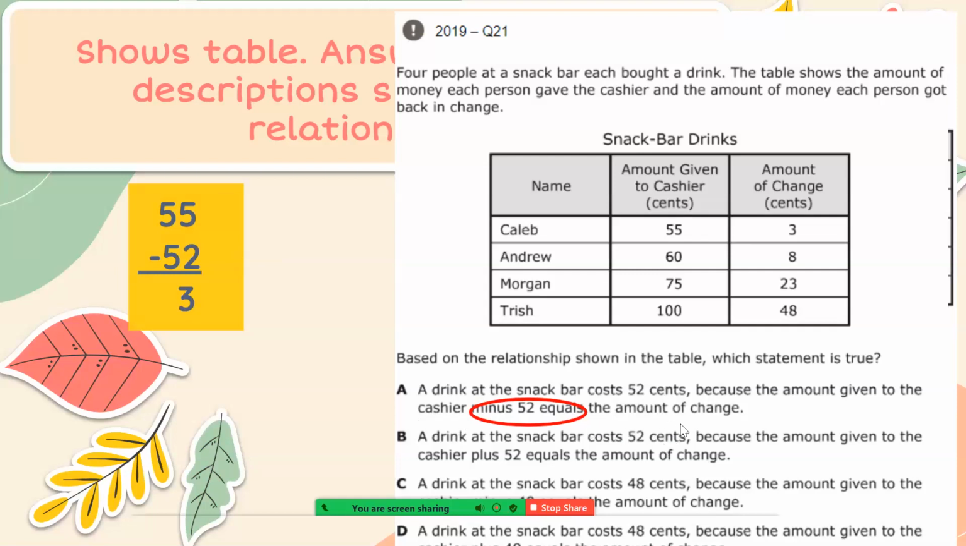Now look at here, a drink at the snack bar costs 52 cents. Oh, they're the same, except for this part. Because the amount given to the cashier minus 52 equals the amount of change. This one, the amount given to the cashier plus 52 equals the amount of change. Does that even make sense? So we have to talk about what's reasonable. These are both 48 cents, so they don't make sense. But if I had come over to the side and written 55 minus 3, I would have gotten 52, and I could have figured out that A was the correct answer.